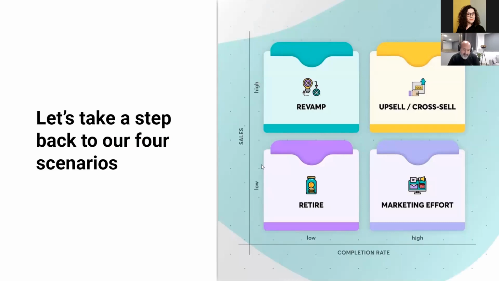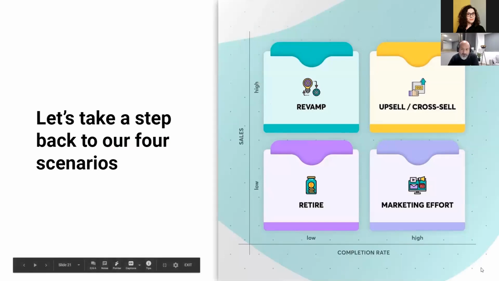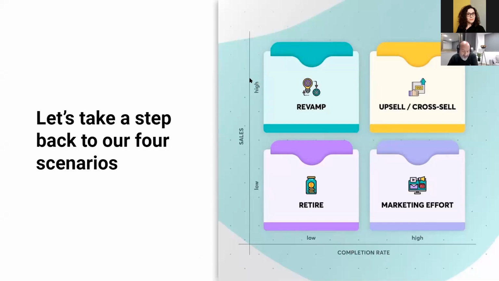What you actually see here is a rubric based on which we can take our decisions. We have two axes. The horizontal axis is the completion rate of a course, and the vertical axis is how many or how few sales it generates. Based on this, we will structure our questions so that we can position each and every one of our courses into one of these corners, one of these quadrants, and be able to take a decision.